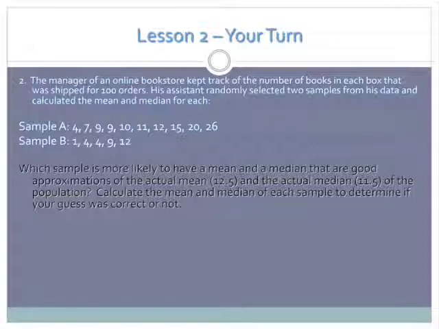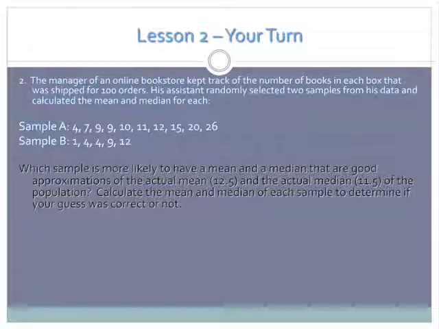Number 2 says the manager of an online bookstore kept track of the number of books in each box that was shipped for 100 orders. His assistant randomly selected 2 samples from his data and calculated the mean and median for each. And you see sample A and sample B. The question is, which sample is more likely to have a mean and median that are good approximations of the actual mean, which is 12.5, and the actual median, which is 11.5, of the population. So what you will need to do is calculate the mean and median of each sample to see if your guess was correct.